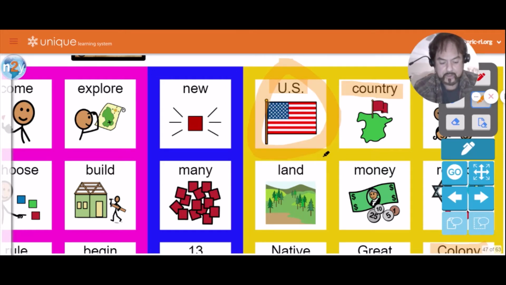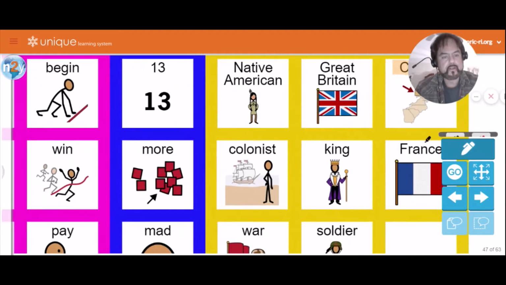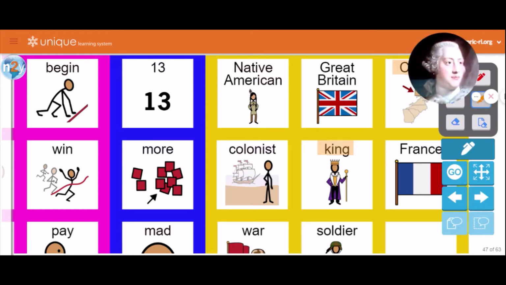Okay, so let's see. King. Well, we all know what the king looks like, right? The king on our communication board looks like this, with the crown and the purple robes. But the king that we're talking about is King George again. Old King George. He was the king during the American Revolution. King of England.